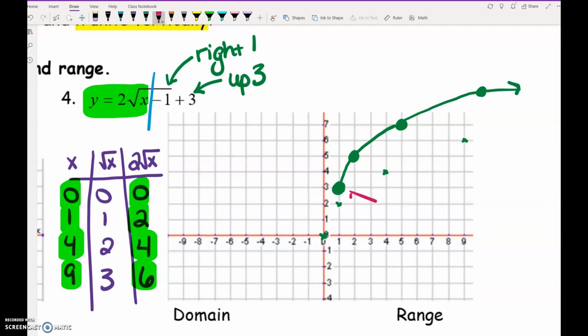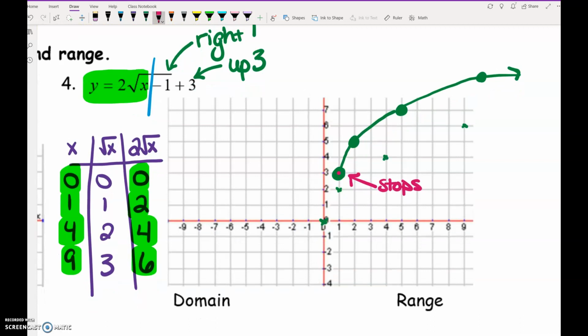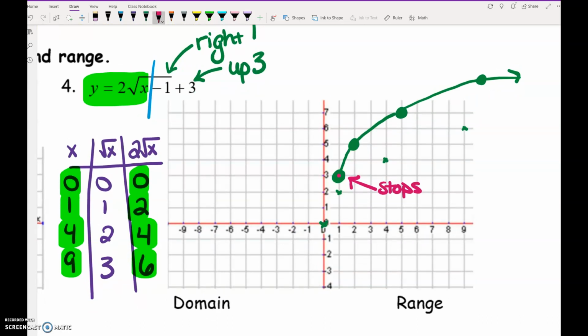Okay, the graph still stops at that leftmost point. And that is going to affect the domain and the range. That point isn't at 0, 0. That point is at 1, 3. So because the graph moved right 1, our domain is x is greater than or equal to 1.